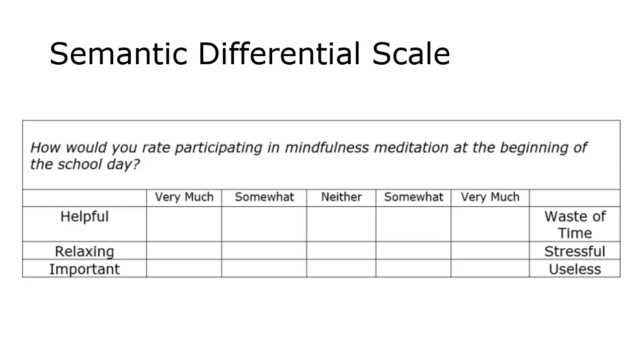And that's why you can turn the data into ordinal if you want, because you could say very much helpful is a 5, and you could say very much waste of time is a 1, and each of the numbers in between.